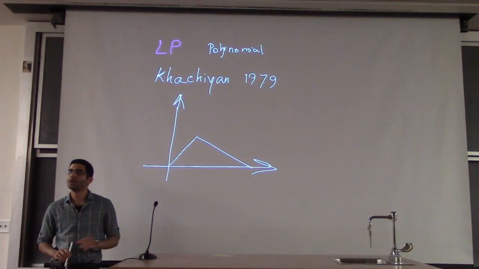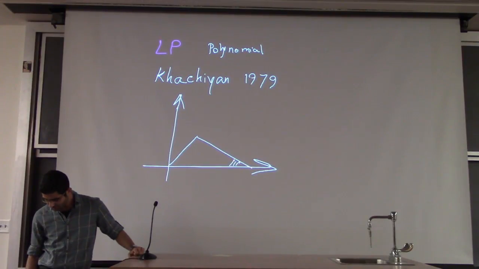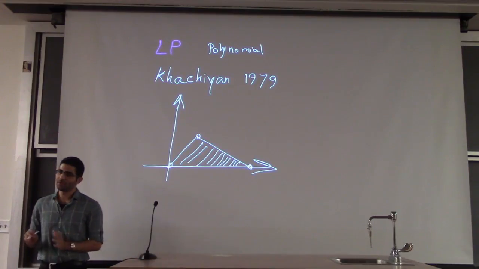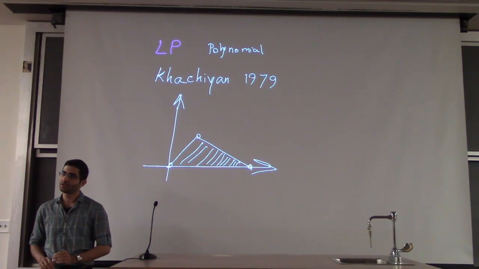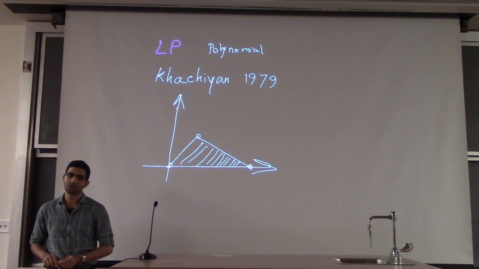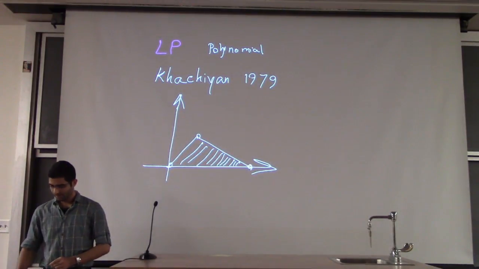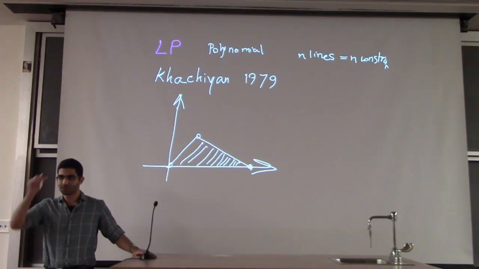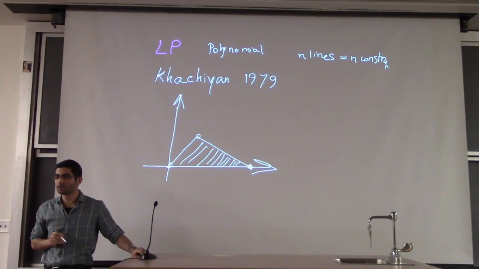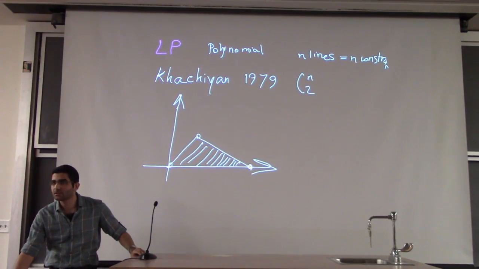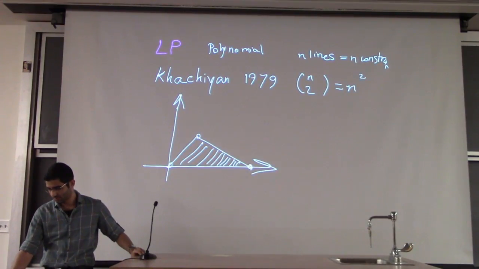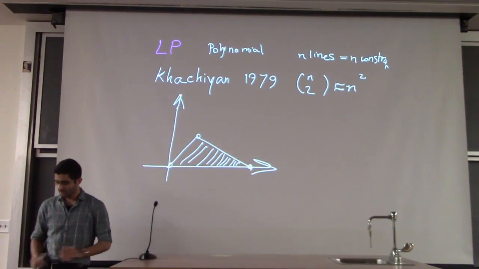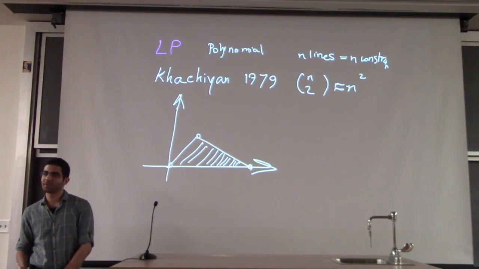Let's again look at the triangle. We said that the intersections of all lines are potential solutions, so we just have to look at the intersection points. How many intersection points do we have? We have n lines, n constraints. How many intersection points? Exactly, n choose 2, which is roughly n squared. So we check all of these n squared points, and we look for the maximum value.